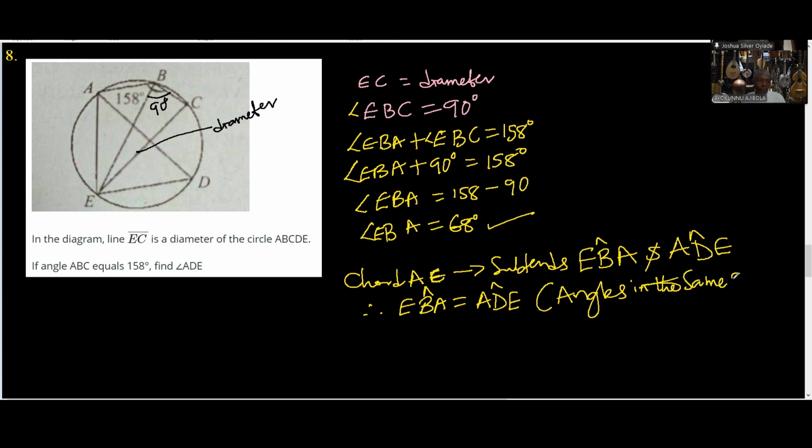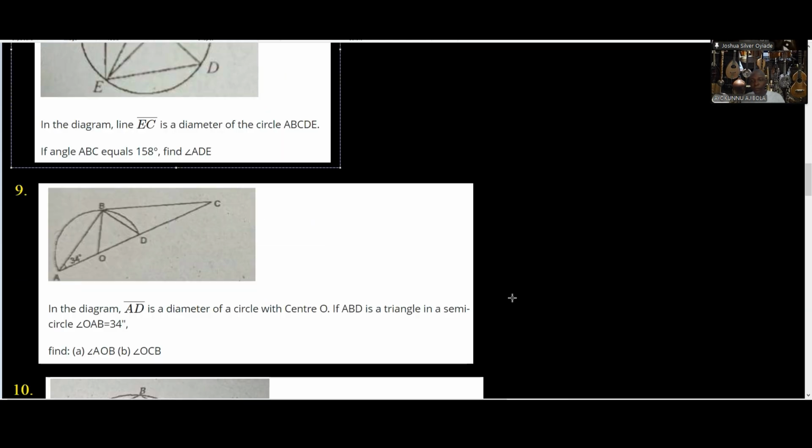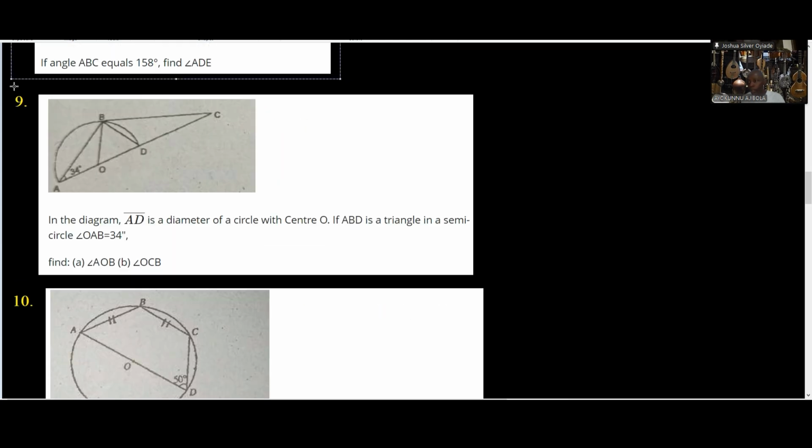Angles in the same segment are equal. So what we are looking for, our answer, which is ADE, is what? 68 degrees. Is that clear? Yes, sir.